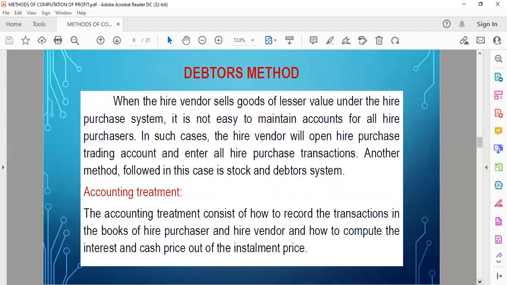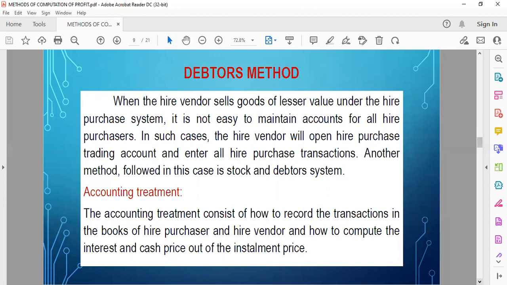Next, we can see the debtors method. When the hire vendor sells goods of lesser value under the hire purchase system, it is not easy to maintain accounts for all hire purchasers. In such cases, the hire vendor will open a hire purchase trading account and enter all the hire purchase transactions. Another method is the stock and debtor system. First, we can see the accounting treatment. What are the accounting treatments?